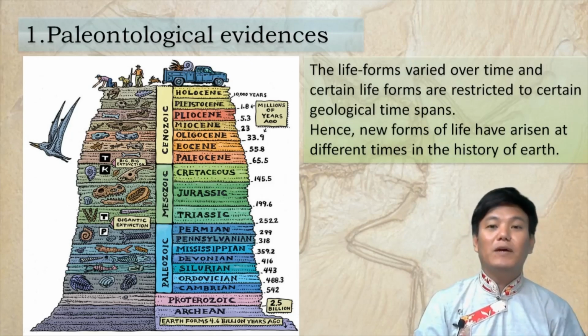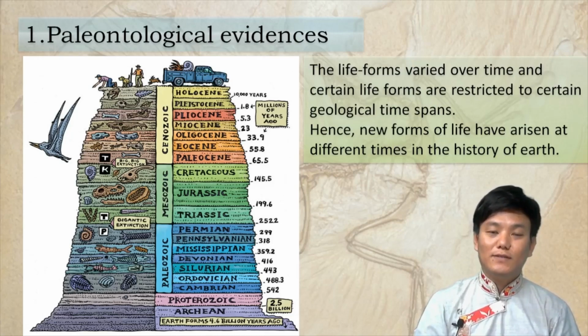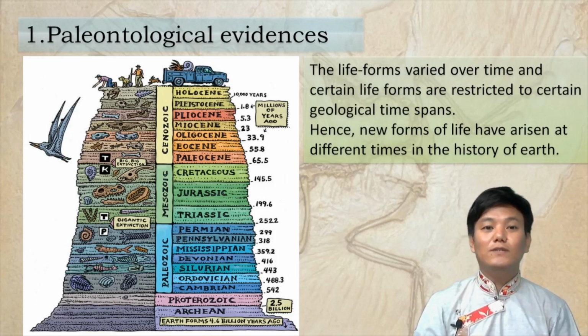So different kinds of mammals have arisen. So the fossils act as evidence for the evolution of life. Fossils tell us that evolution of life has occurred, right? So the paleontological evidence is the first evidence for evolution.